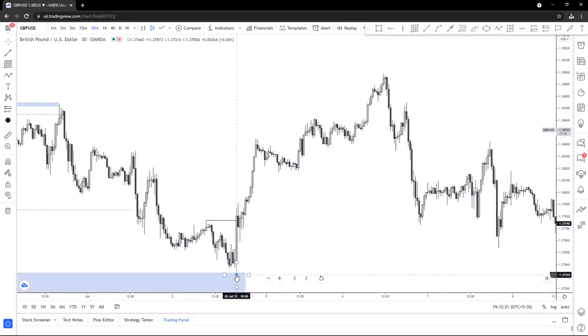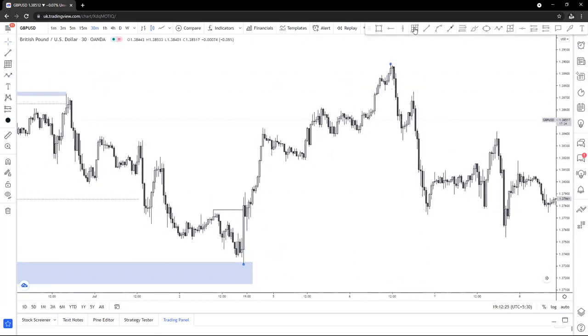Now, this is a new range from this low to this high. Now, if I mark out the discount and premium prices, I know that anything below this would be my POI or my order block. So I have this wick right here and this.